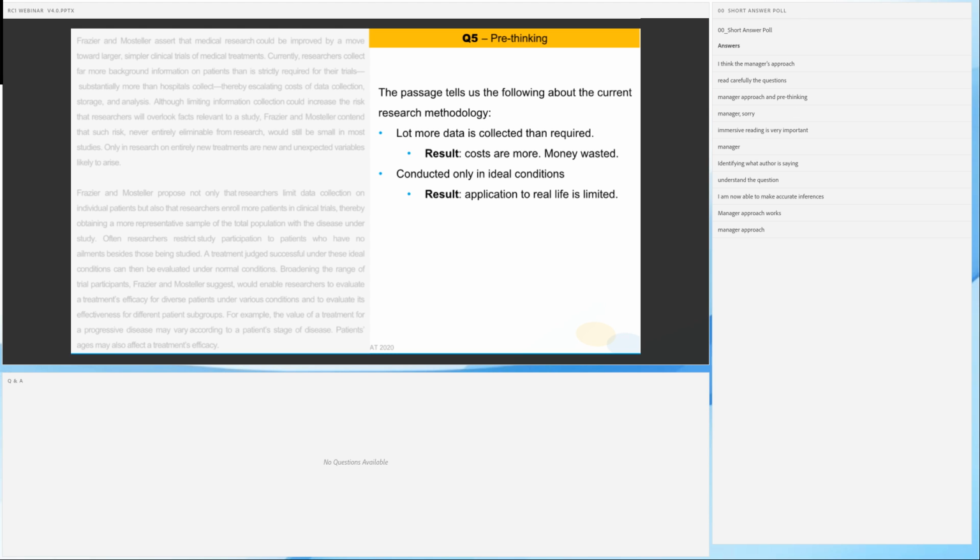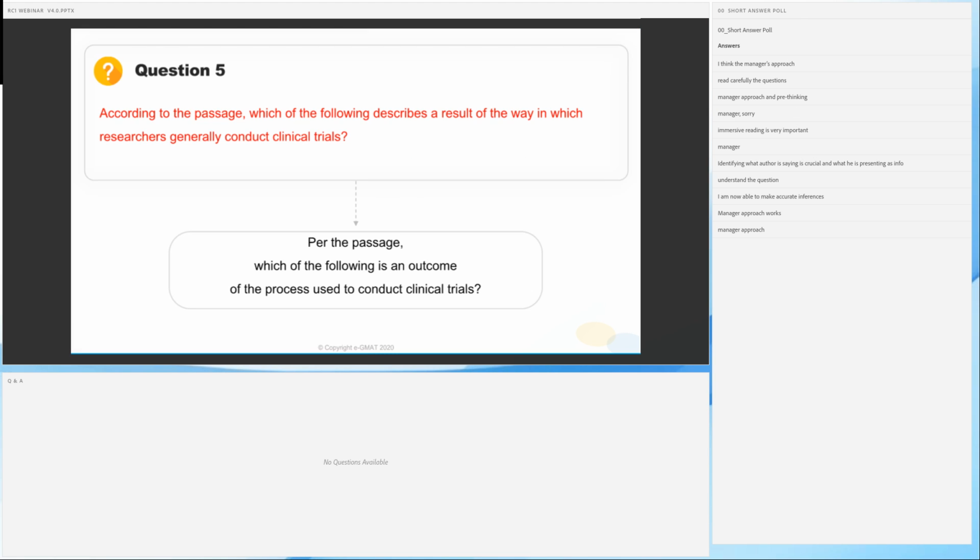All right. So let's look at question number 5. Question number 5 is the only question where I think many of you faltered. It's a global detail question. It says, according to the passage, which means it's detail, which of the following describes a result, which means outcome.